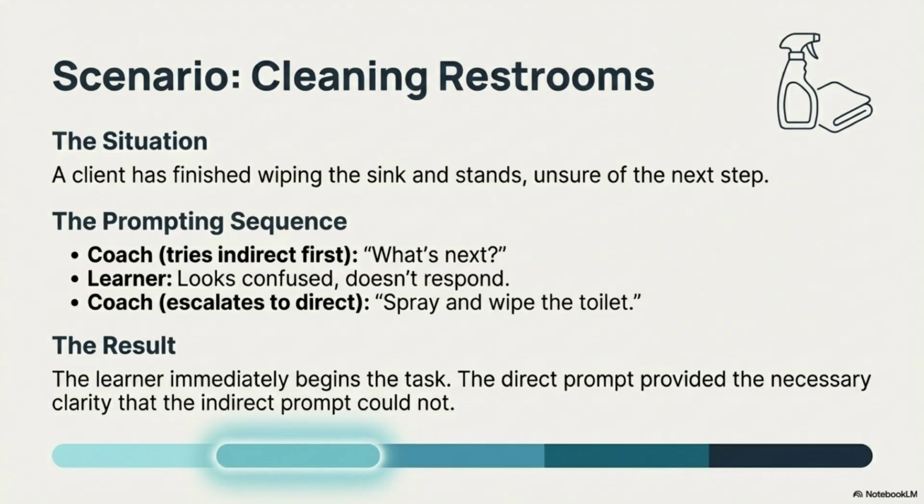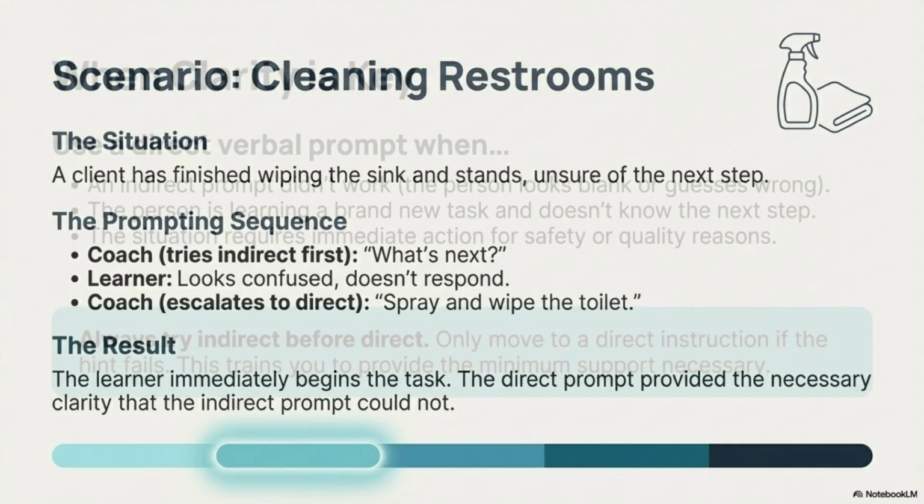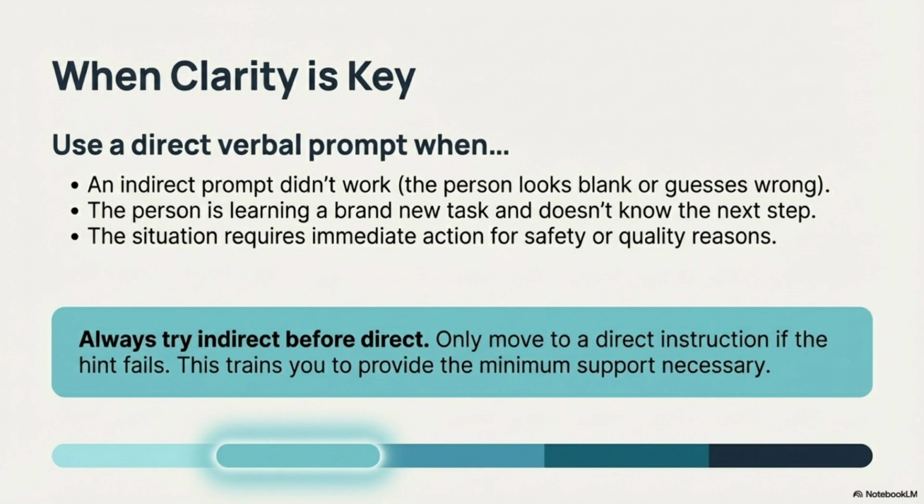The direct prompt worked. Direct verbal is more intrusive than indirect, but it's still subtle. You're not touching them. You're not showing them. You're just using your voice. In a workplace, this can sound like normal communication between coworkers. Key principle. Always try indirect before direct. If a question works, use it. Only move to direct instructions if the indirect prompt fails. Why? Because you're training yourself to give less help over time. If you always jump straight to telling them what to do, you're doing more work than necessary. Start with a question. Move to an instruction only if needed.